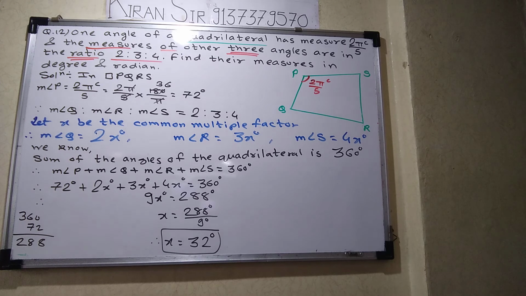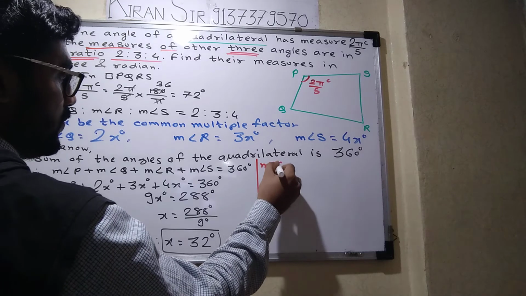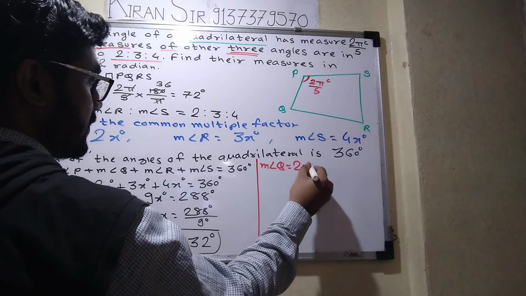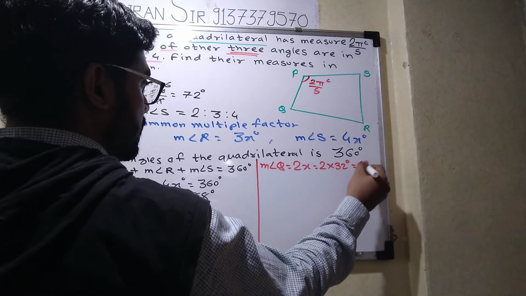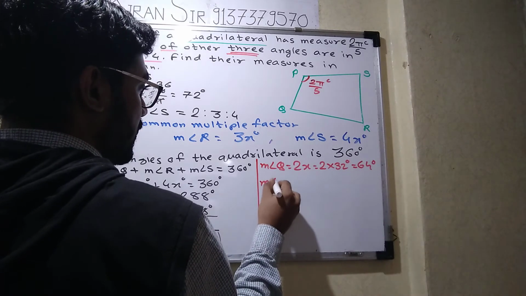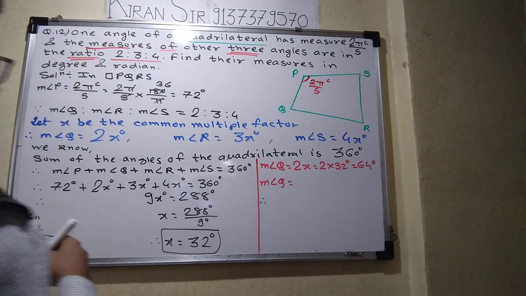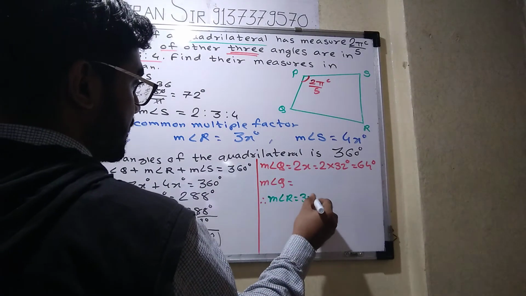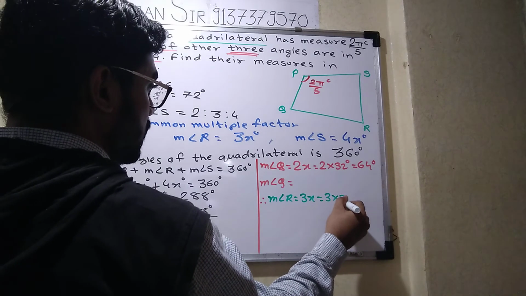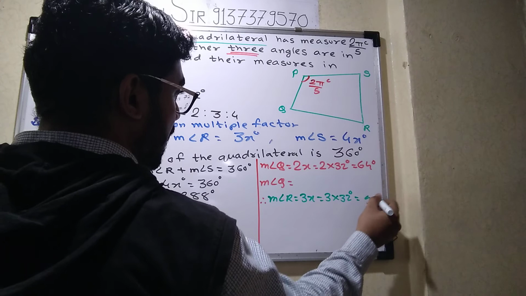So now what do you do? You find out angle Q. Now it is very easy to find. Measure of angle Q is how much? 2x, which is 2 multiplied by 32 degrees, which is 64 degrees. Okay. Then you find it in radians. Then you find out measure of angle R, which is 3x. So 3 into 32 degrees. 3 2s are 6, 3 3s are 9, 96 degrees.